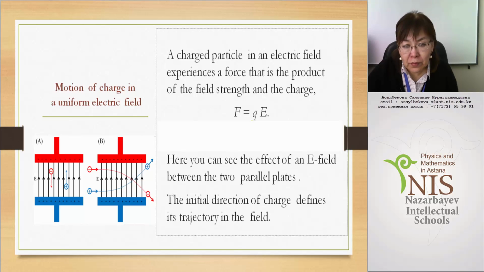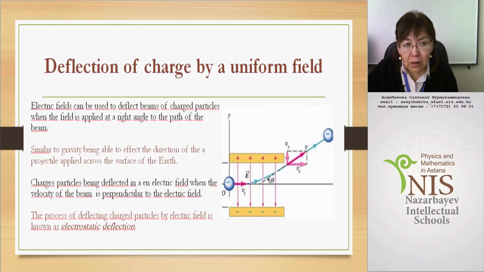If a charge moves along the lines of the electric field, it does not change direction. But if it enters the region between the plates, it is deflected toward the plates depending on the charge. Look here: a positive charge moves toward the negative plate, and a negative charge moves the opposite way. This property of the action of a uniform electric field on a charge is known nowadays as electrostatic deflection.